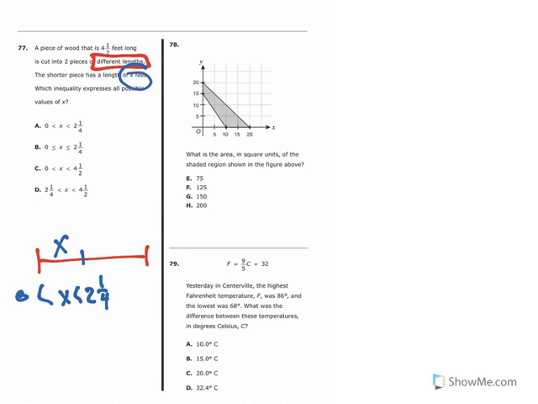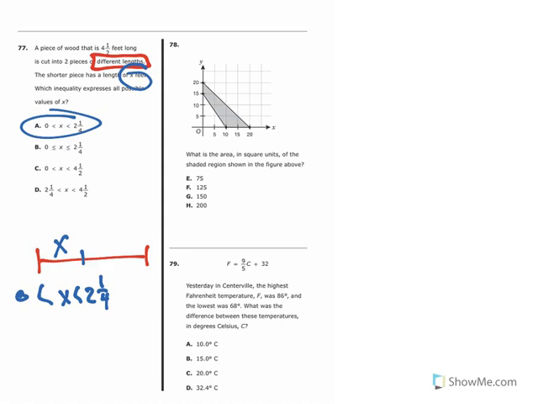So we look at A and B, and we see that A and B are pretty similar. But B is ridiculous, because B says x could be 0, and it also says it could be 2.25. If it was 2.25, they would not be different lengths. They would be equal. If it was 0, it would not exist. So that makes no sense. So it's got to be choice A.